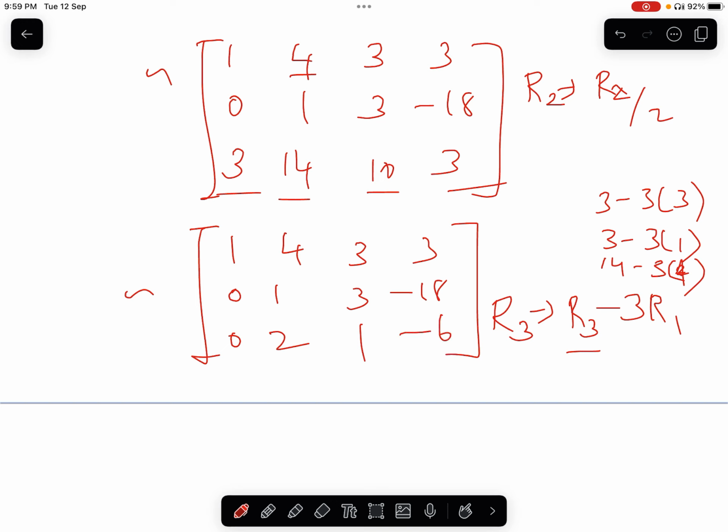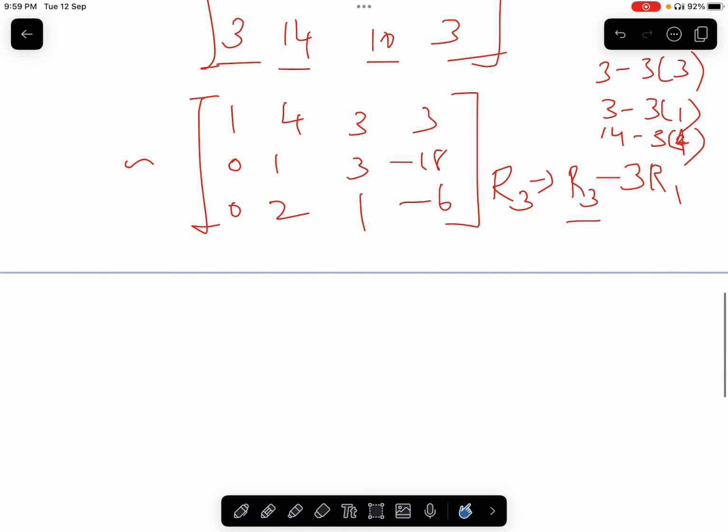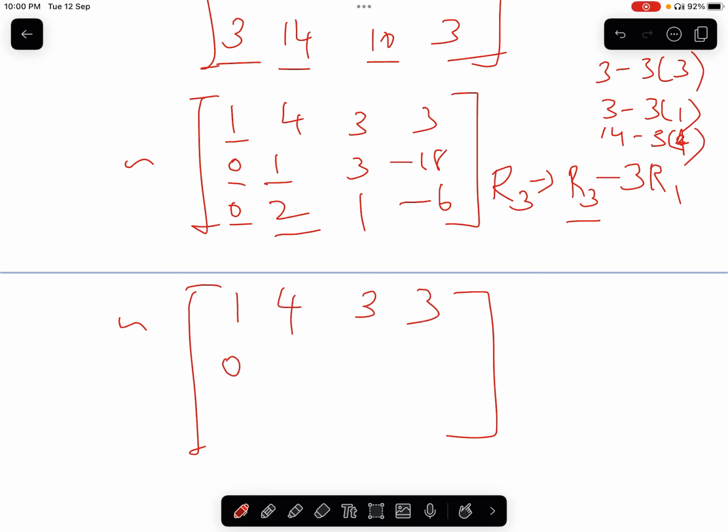Alright, now again we check whether it is in perfect echelon form. The first element of the first row is a pivot, and below it all the elements should be 0. Similarly, in the second row the pivot is 1 and below it should be 0, but here it is not 0, so we are going to reduce it again. So again we will be getting 1 4 3 3 and 0 1 3 minus 18, and the third row R3 gives R3 minus 2 R2.